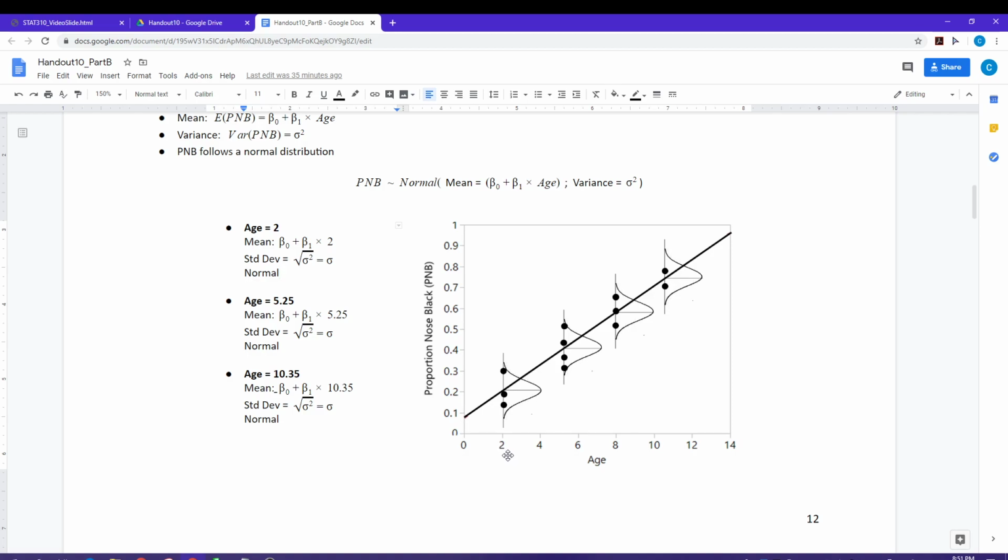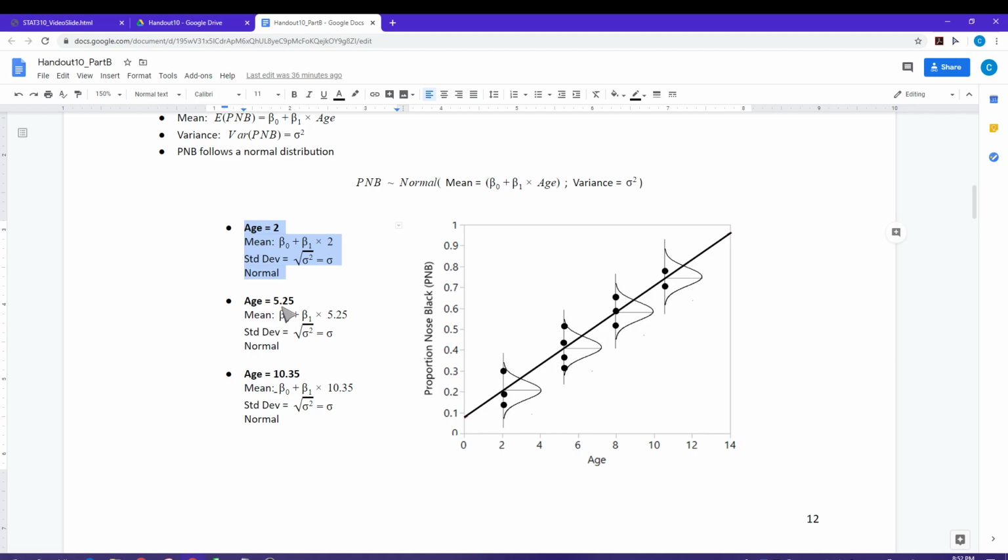So again, if I want the average percent nose black when a lion is at age 2, what I would do is plug 2 into this equation, and I would get the mean. So here I'm looking at, for age 2, what can I say? Well, the mean is going to be given by beta 0 plus beta 1 times 2, because that's the age there. The standard deviation is just going to be given by sigma, which is just the square root of the variance here, as I said. And from what I have up above, that's going to follow a normal distribution. Now that's assumed, or that's a consideration or an assumption that's made.